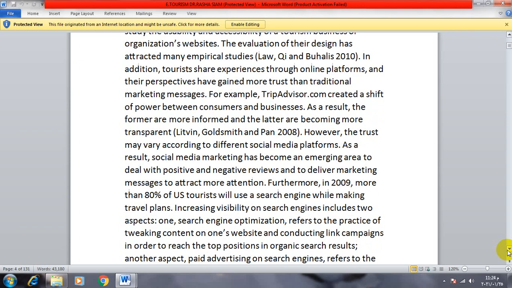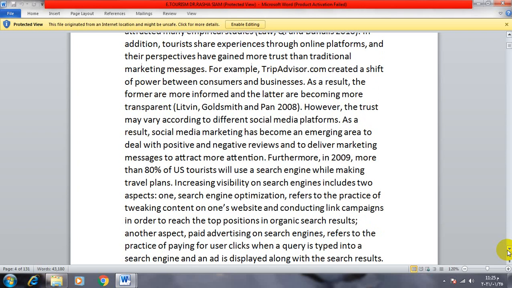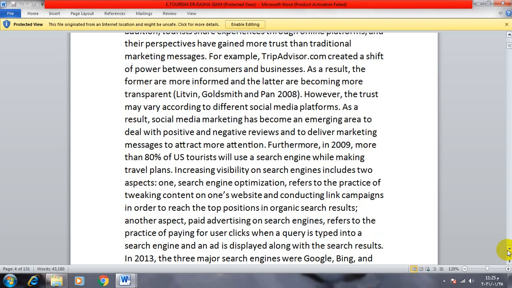Another aspect, paid advertising on search engines, refers to the practice of paying for user clicks when a query is typed into a search engine and an ad is displayed along with the search results.